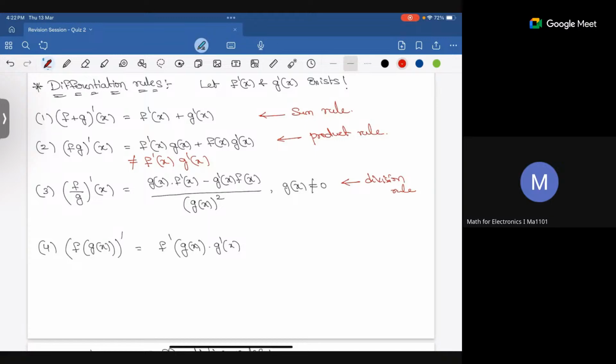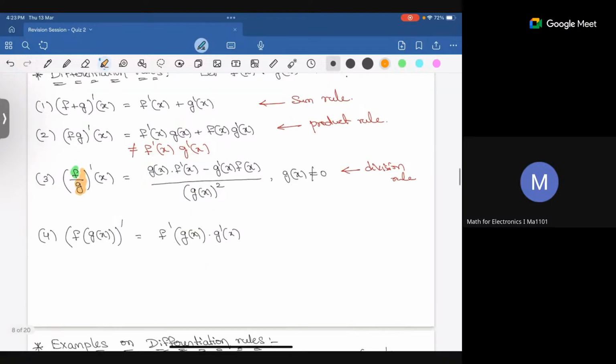So if you forgot this formula, think of it like this: f is one function and 1 by g is another function. So it is the product of f and 1 by g. And you know, the product rule is easy to remember, right? So you use the product rule on f and 1 by g. That's it. You will arrive at this particular formula. But this formula is also not difficult to remember, right?